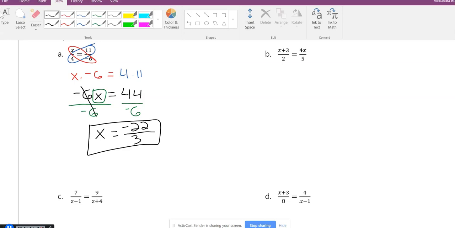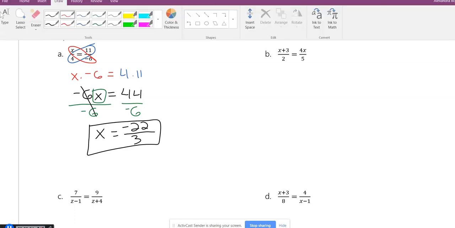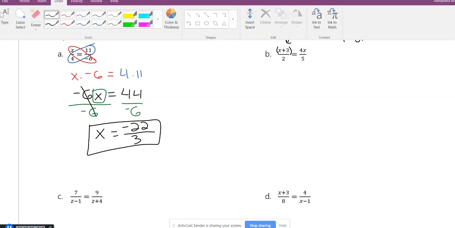Looking at B, same type of thing. I'm going to first multiply my extremes. However, here I have (x plus 3) over 2 equals 4x over 5. The one thing we have to be careful of is we have to put our parentheses around anything that has an addition or subtraction sign. So parentheses when addition or subtraction. And we'll see why in a second.